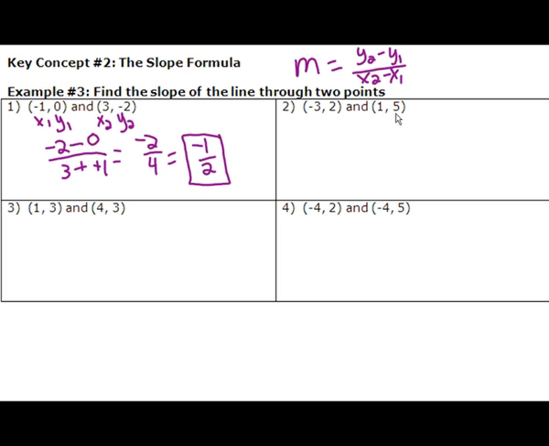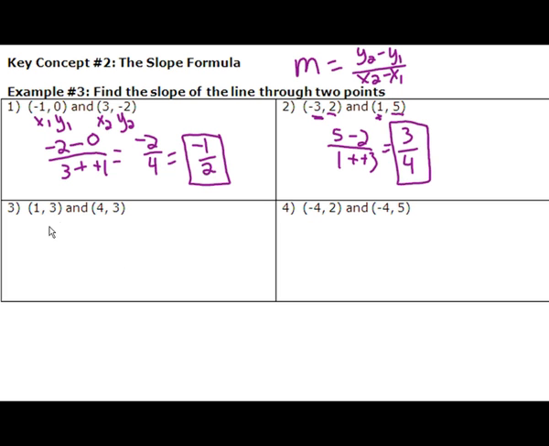So over here, I'll take this. This is my y2. So 5 minus my y1, so 2, over x2, so my x2 is 1, minus x1, and my x1 is negative 3. So 5 minus 2 is 3. 1 minus negative 3 is plus 3, so 1 plus 3 is 4. 3 over 4 can't be simplified, so that's my answer.